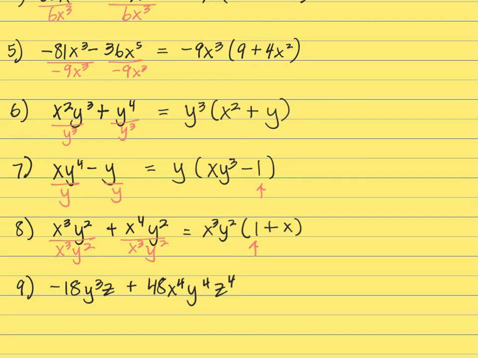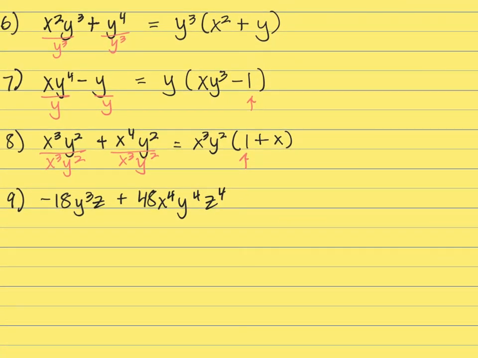So when we're looking at this, what do they have in common? Let's see. 18 and 48. That would be 6. And I could take the negative out or not. It really doesn't matter. That would be a 6. And then as far as the letters, y to the 3rd and z is all we have. So I'm going to write this on here. I'm not going to take out the negative because it's not in both. But if you did, that's fine. So I'm going to divide by 6y to the 3rd z on both of those.